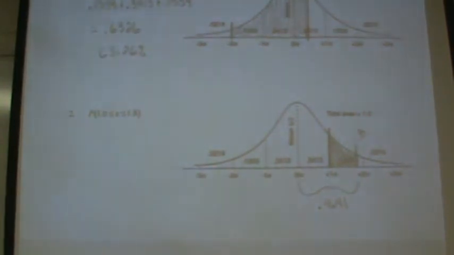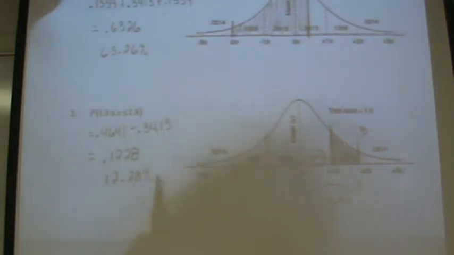We subtract it. So we take our whole from 0 to 1.8, which was given to us in the chart, 0.4641, and subtract the part that we don't want, which was 0.3413. When you subtract those, you should get 0.1228. And if we wanted to make that into a percentage, it's 12.28%.